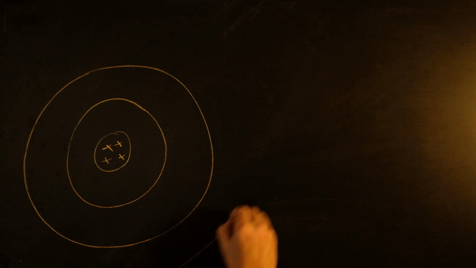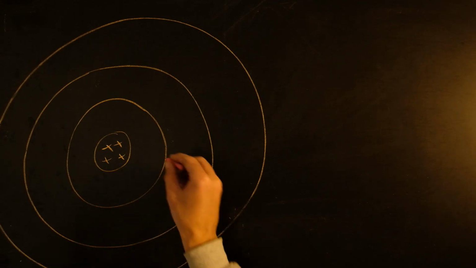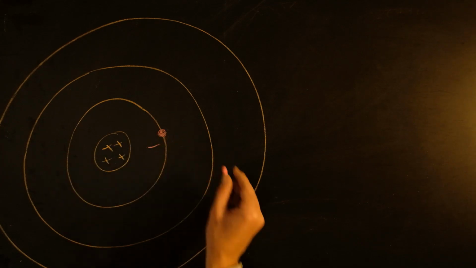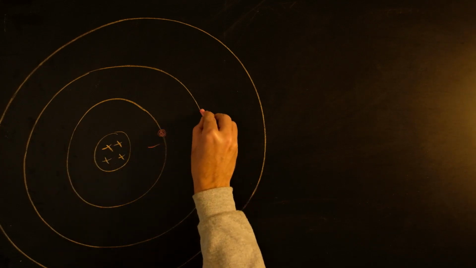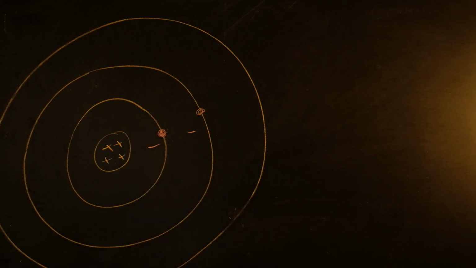So these are electrons with negative charge. This is another electron with negative charge. So on and so forth.